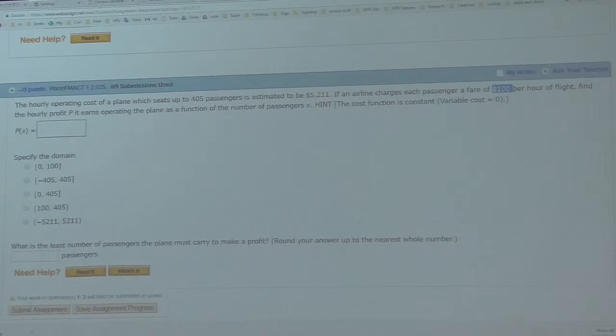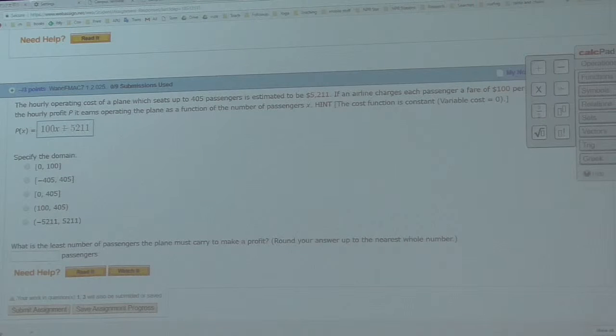Okay? So what's the profit function? It's the revenue minus the cost, right? What's the revenue? I just said it. 100x. And what's the cost? There's only fixed cost, so it's that. So the profit is what? 100x minus 5211. Right? Everyone see that?